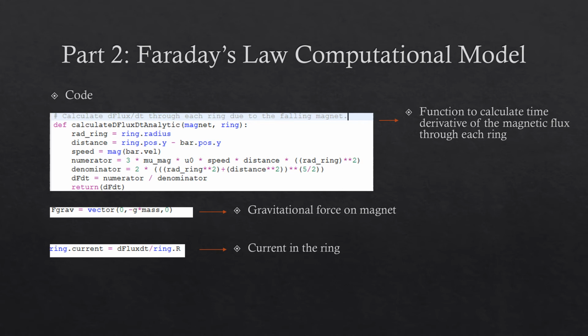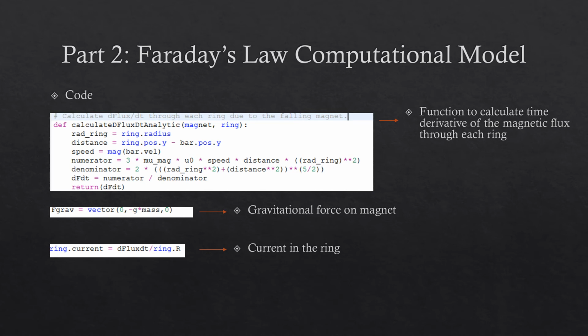To do this, the radius of the ring must be defined, as well as the distance and the speed of the magnet. The defined numerator and denominator are used to mirror the given equation for the time derivative of the flux and adapted for use in this lab. By defining df dt to be equal to the defined numerator divided by the defined denominator, we calculate the time derivative of the flux. After this, we define the gravitational force on the magnet, which of course is the force of gravity times the mass of the magnet directed in the negative y direction.